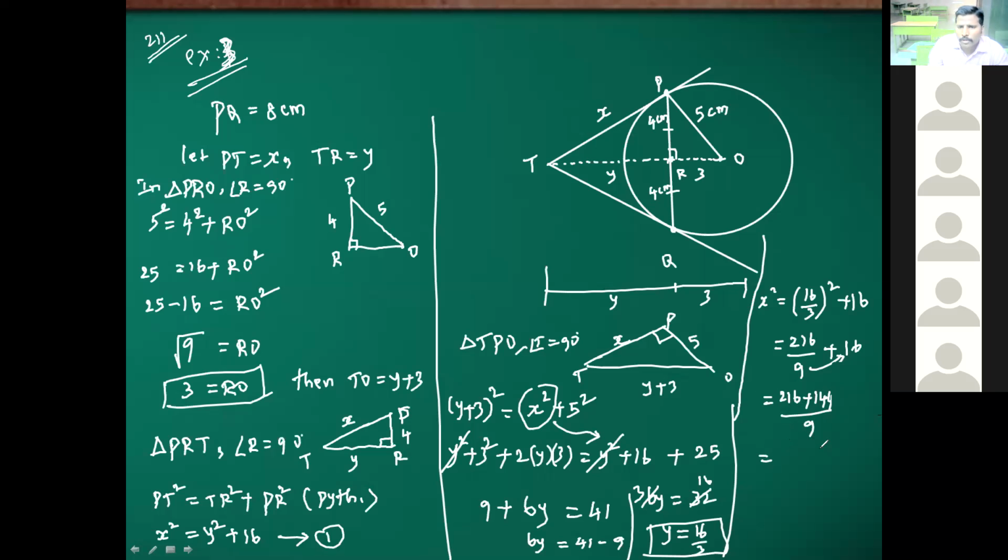360, sir. 360 divided by 9. I made a mistake, a multiplication mistake, sorry. 16 squared is 256. I made mistakes there. 256. Now you can add 256 and 144. What am I getting? Let's see.